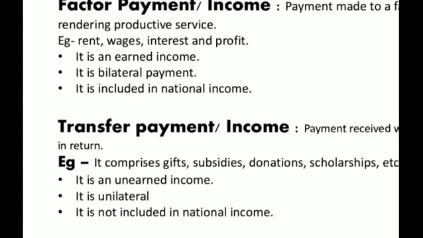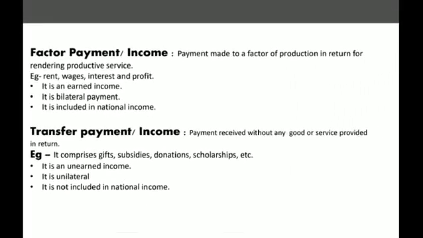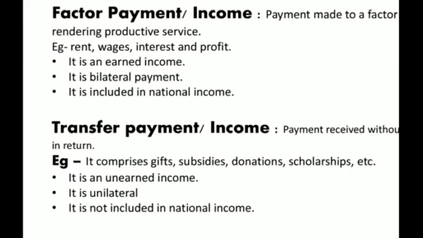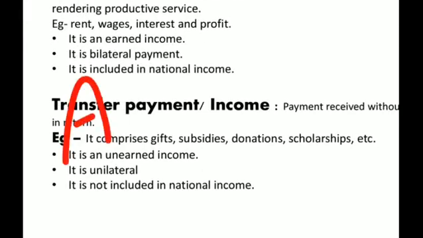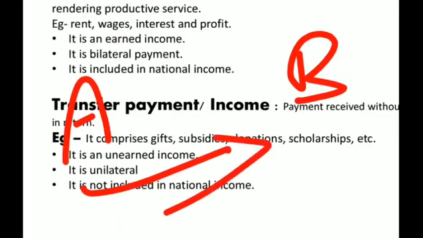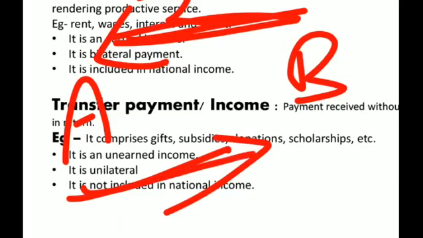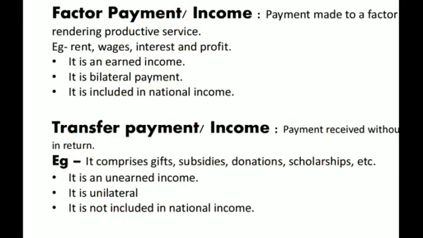Now what is transfer income? It is payment received without any good or service provided. There are two persons, A and B. A has done nothing for B, but B is paying him money. So it is one sided. Only B is paying money, and for that money A is doing nothing. So that money is called transfer payment.